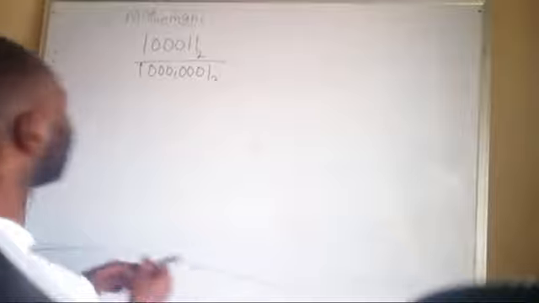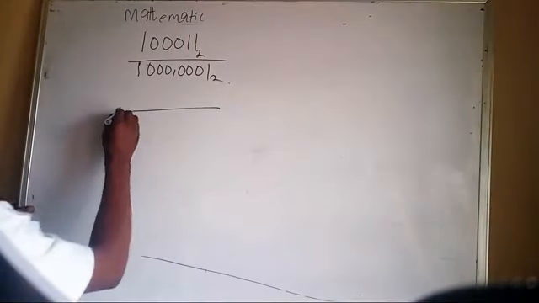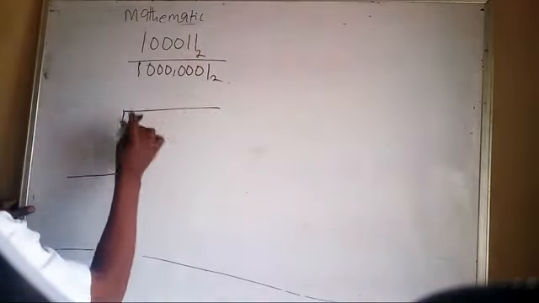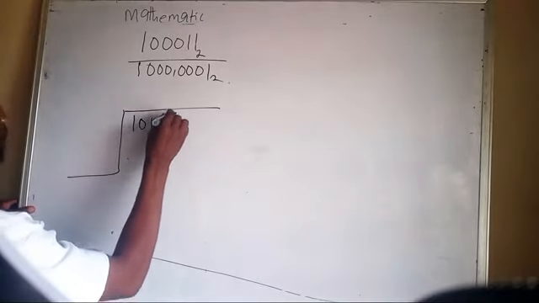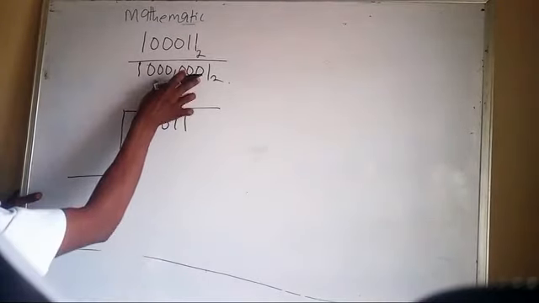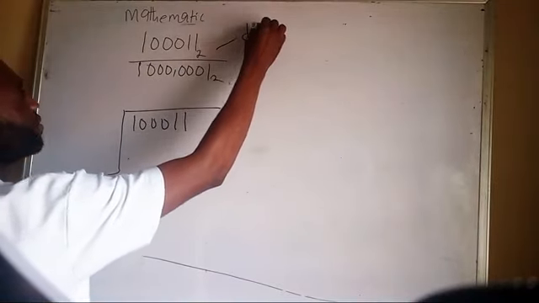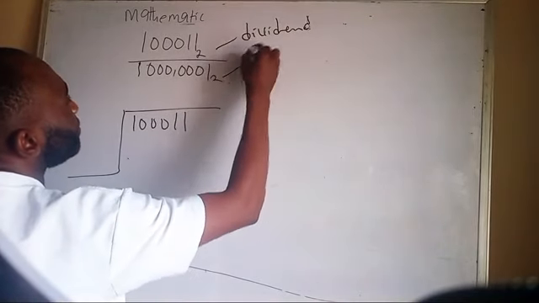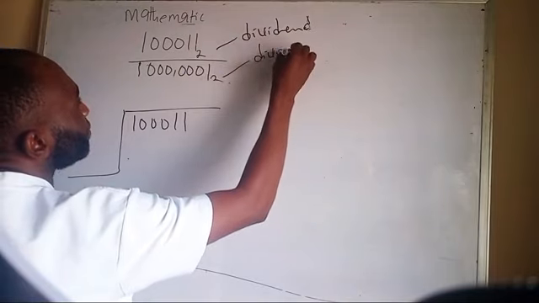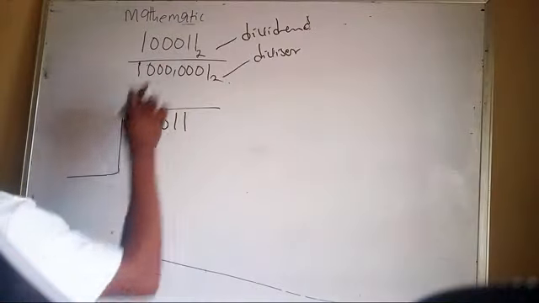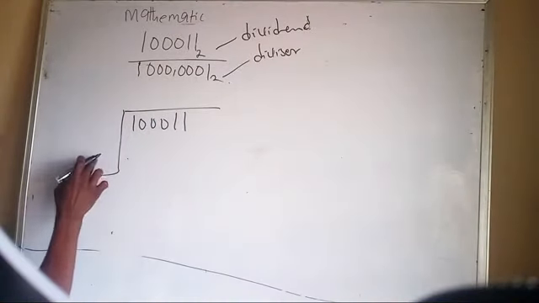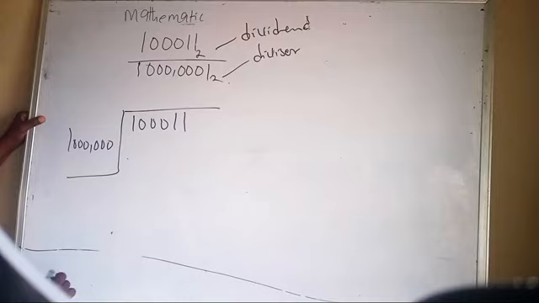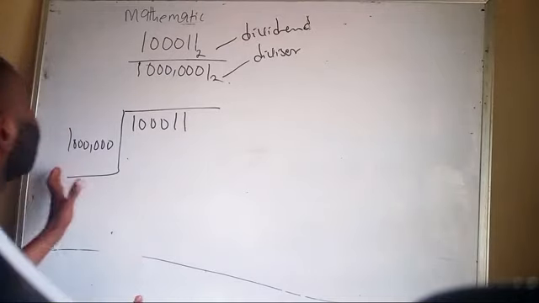When you have a number like this, you need to use the long division method. Your dividend is going to be written here. This is your divisor. So write your dividend here, and write your divisor here. You are not going to be calling it 1 million because we are counting in base 2.